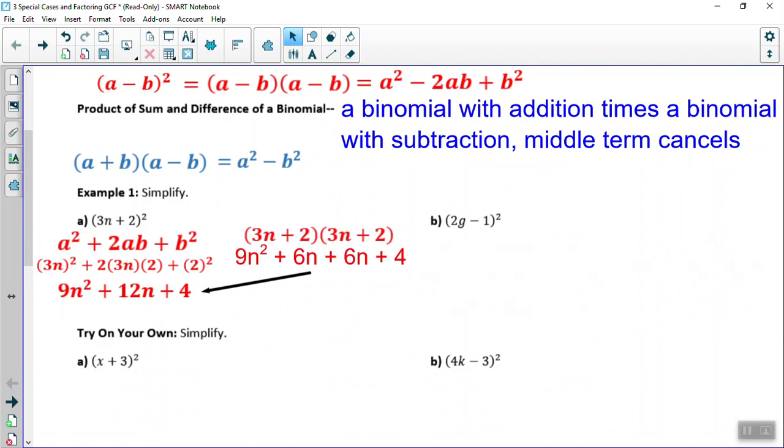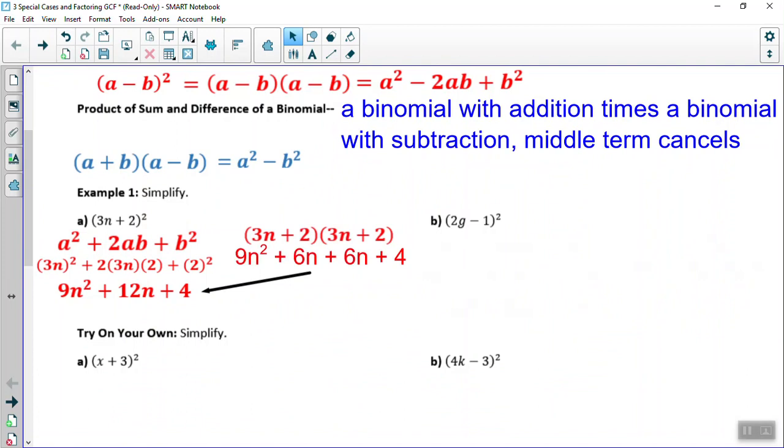3n times 2 was 6n. 2 times 3n was 6n. 2 times 2 was 4. So I can absolutely do that FOIL or box or anything like that to get to this point, combine those middle terms, and we still end up here.